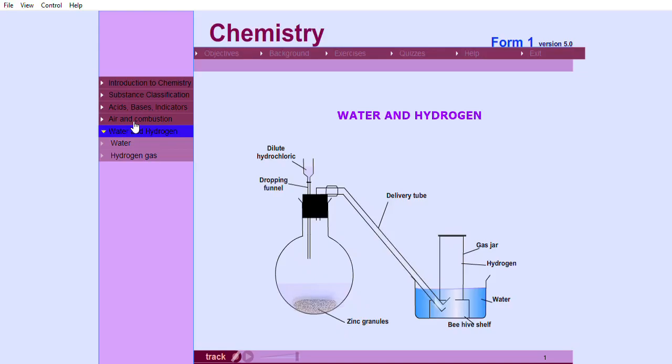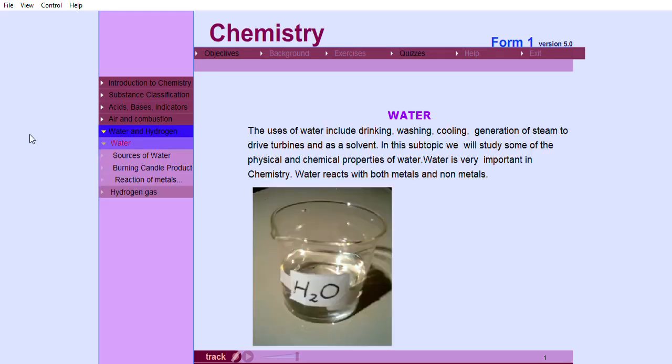In this topic, we will discuss some properties of water and hydrogen gas. The uses of water include drinking, washing, cooling, generation of steam to drive turbines, and as a solvent.